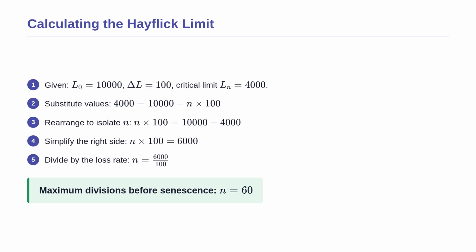We substitute our known values into the equation. 4,000 equals 10,000 minus n times 100. We rearrange the equation to isolate the term with n, giving us n times 100 equals 6,000. Dividing 6,000 by 100 gives us exactly 60. This means the cell can safely divide 60 times before retiring.